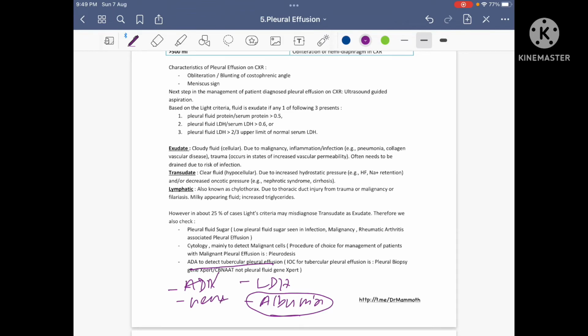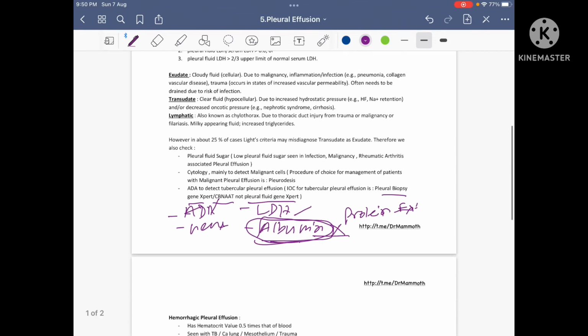GeneXpert is done, which is actually the investigation of choice for tubercular pleural effusion, from pleural biopsy. GeneXpert CBNAAT from pleural biopsy, not pleural fluid. LDH is done to detect if it is exudate or transudate, and albumin is not done. It is actually protein which is done. So protein is done to detect exudate or transudate. So albumin is the answer, which is not done in a suspected case of tubercular pleural effusion.